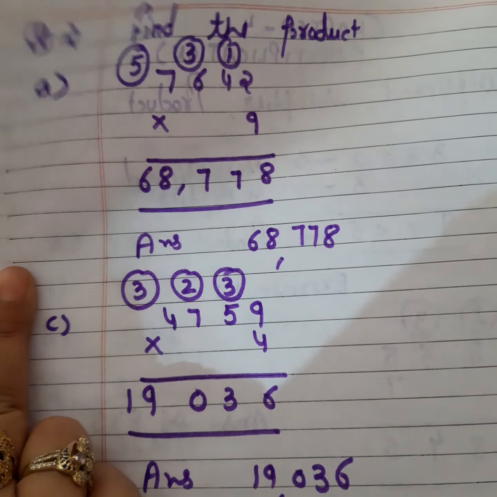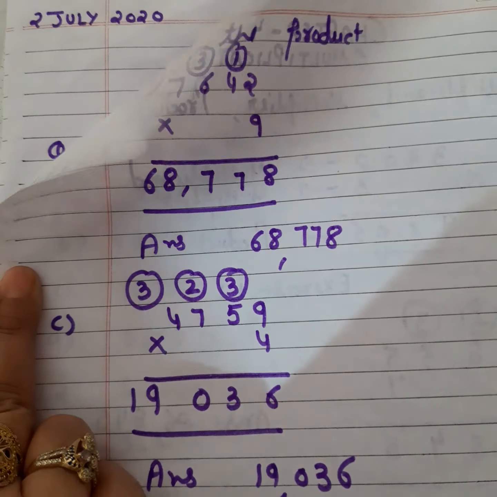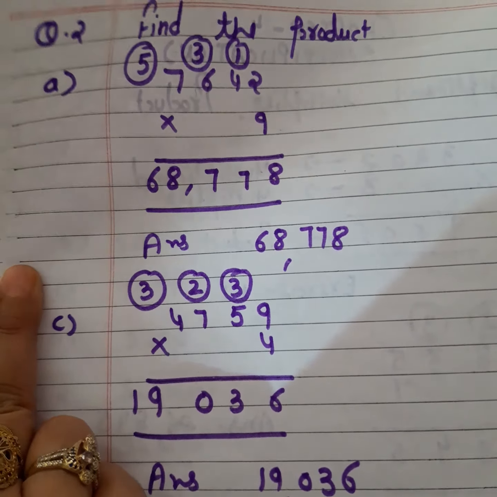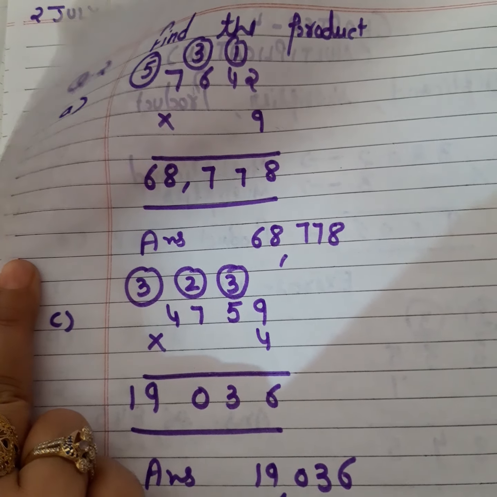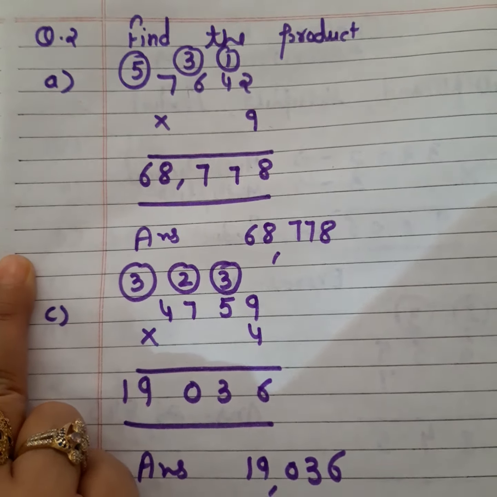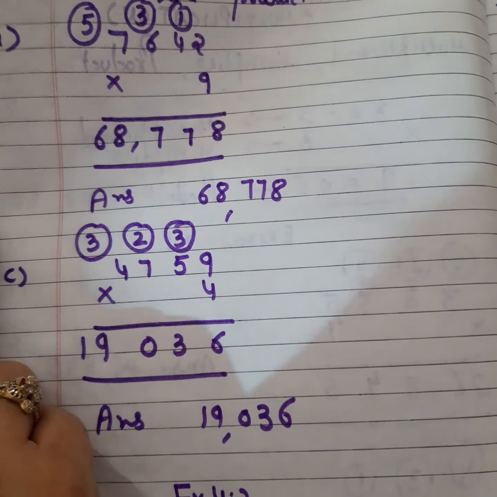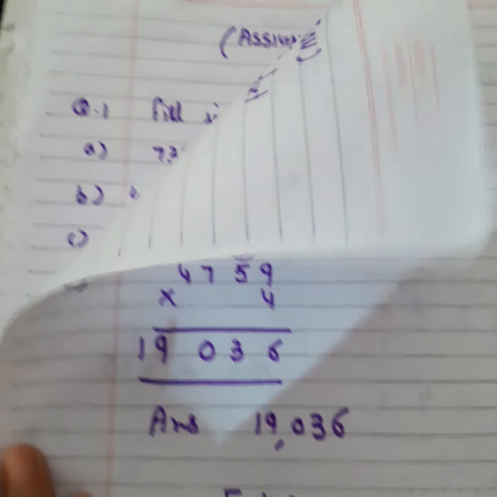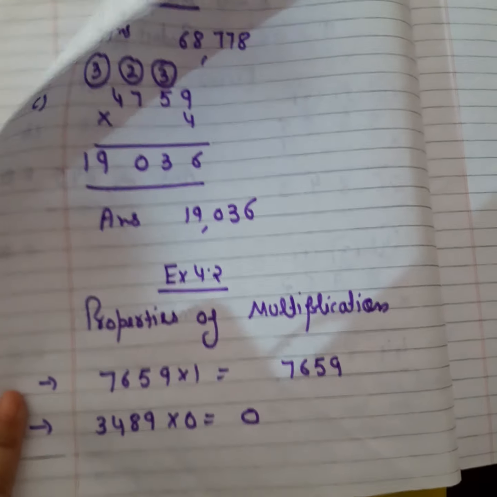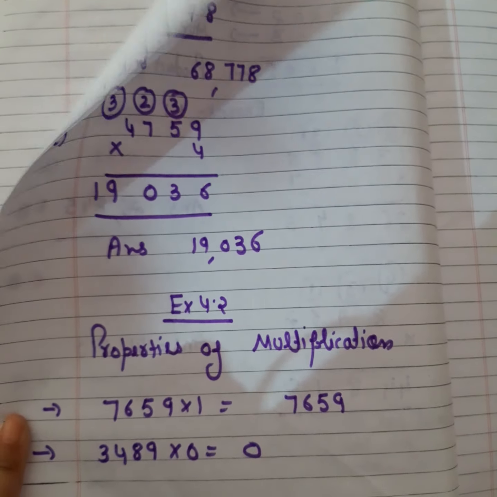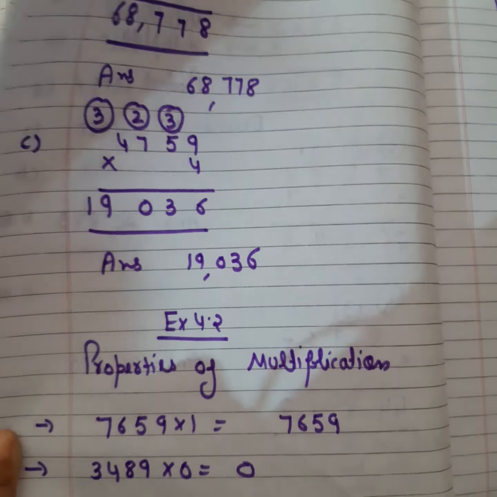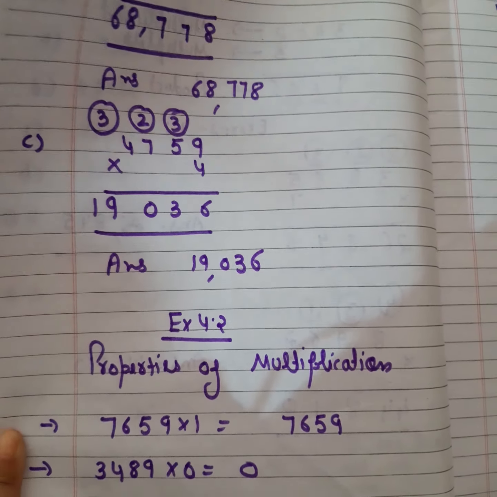Then 7 4s are 28. 28 plus 2 is what? 30. 0 will go here and 3 will be written above the number. 4 4s are 16. 16 plus 3 is 19. So 19,036 will be your answer. Multiplication you already know because you had done this with a single digit in your class 3 also. The rest of the parts that I had not discussed with you will be in your homework.